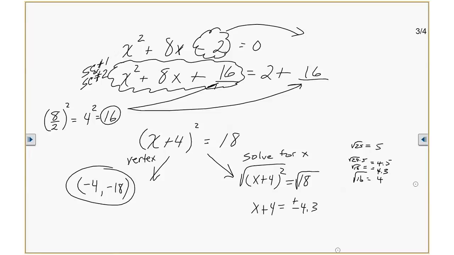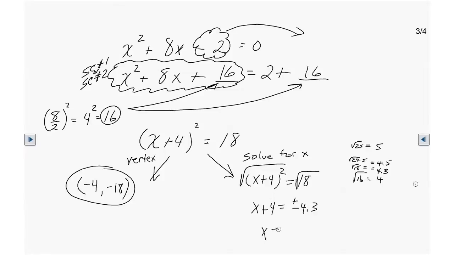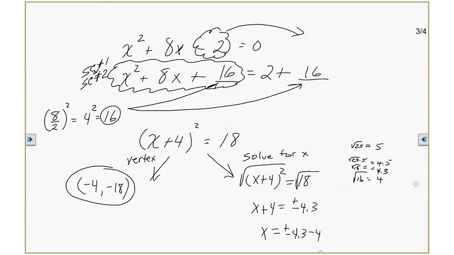And then x is equal to positive or negative 4.3 minus 4. So our vertex, our x-intercepts, 4.3 minus 4 is 0.3. So that's one x-intercept. And -4.3 minus 4 is -8.3. Somebody tell me what my y-intercept is. -2. So I want y'all to graph this right quick. You don't have to use graph paper. Just draw a sketch of it right quick so you'll know what it looks like.